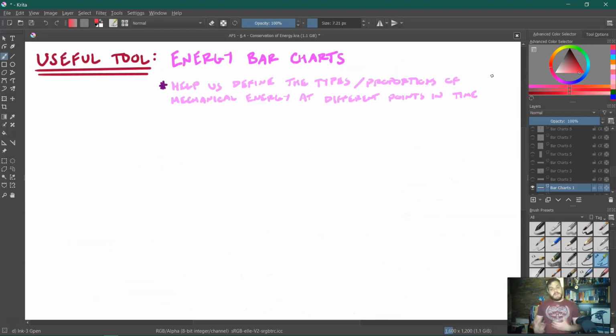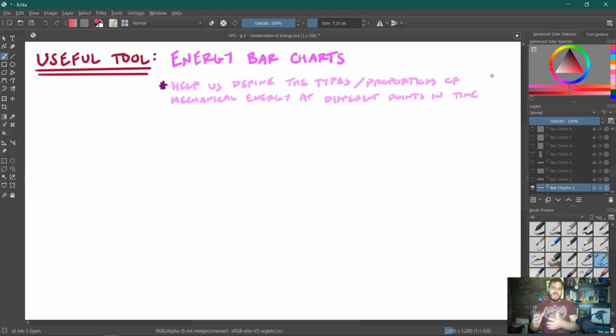Now, before we start analyzing some more complex scenarios, let's talk about a useful tool that we can employ known as energy bar charts. Energy bar charts are kind of what they sound like. They are bar charts that show us the different types of energy at some moment in time, and they help us define what types of energy there are, and additionally, how those types of energy are related to each other proportionally.